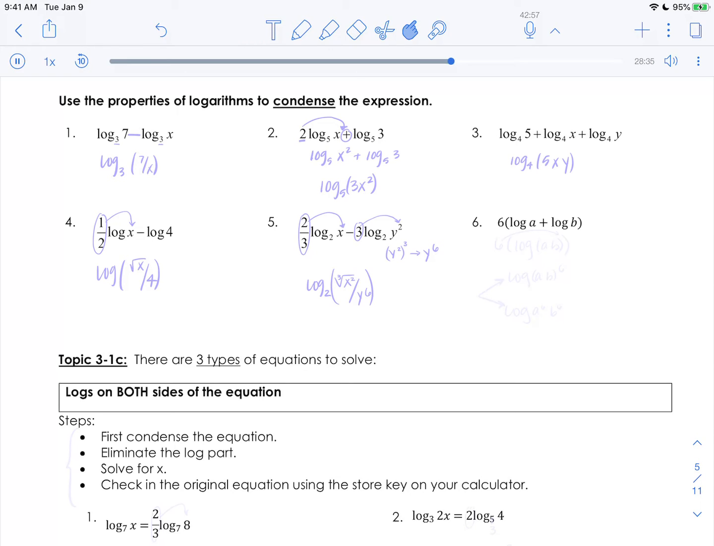Number 6, what you're going to do is you can condense it first. You have 6 times log a times b, right? Then you can move this as an exponent. I would do it as log base 10 of a times b to the 6, and then you can distribute that exponent in. So your final answer would be log base 10 of a to the 6 times b to the 6. It gets a little confusing when you have a common exponent like that.